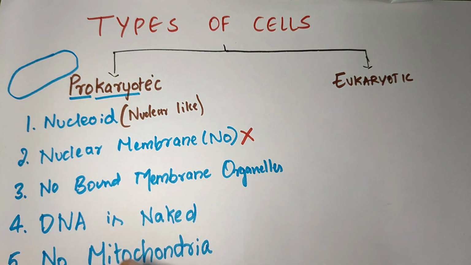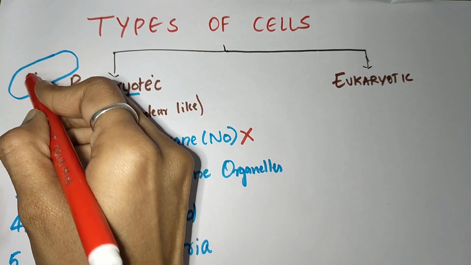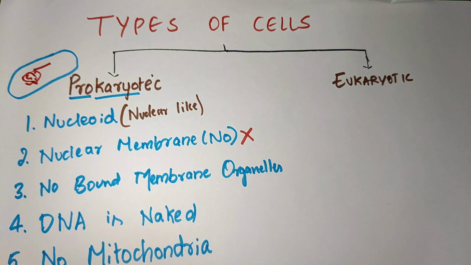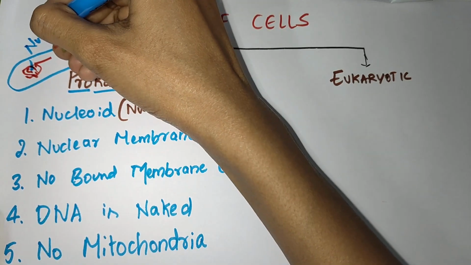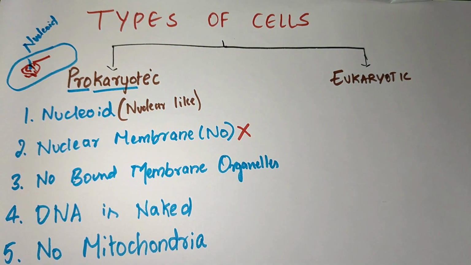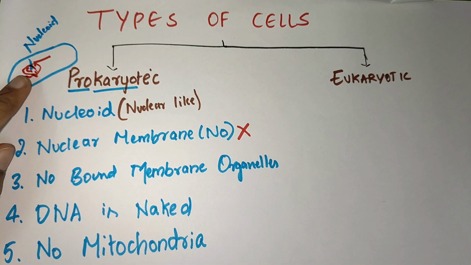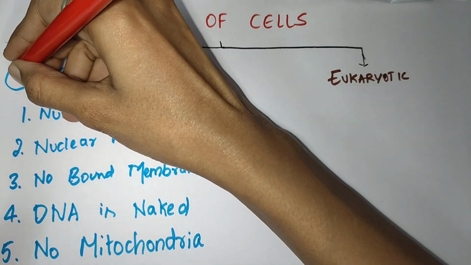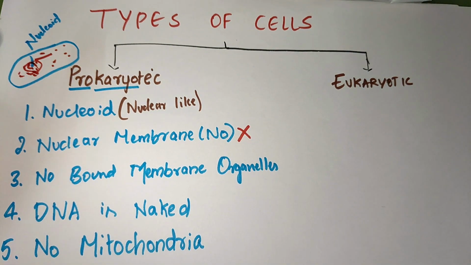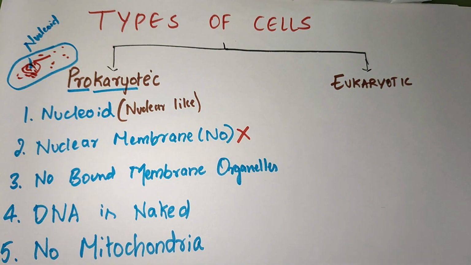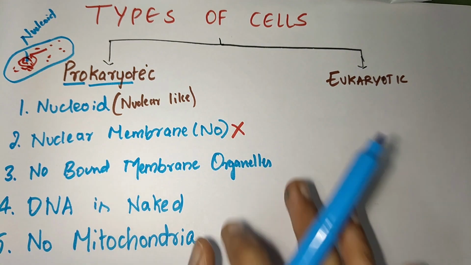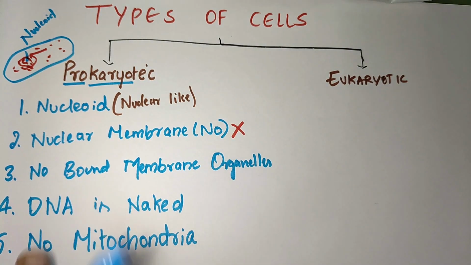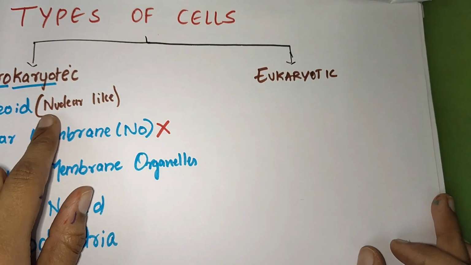Just a minute. So let's say this is our nucleoid. It isn't covered by any kind of membrane. This is a prokaryotic cell. Okay. यहाँ पे न्यूक्लियोइड तो है लेकिन न्यूक्लियोइड के लिए कोई कवरिंग नहीं है. Okay, is this clear? And कोई भी मेम्ब्रेन बाउंड ऑर्गेनल्स नहीं है, माइटोकॉन्ड्रिया नहीं है, जो डीएनए है that is naked.